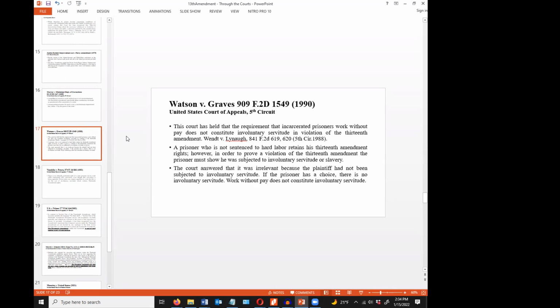And what they said within this case is basically, even if there are prison rules that establish certain penalties for not working, he's still making the choice whether or not to do those. They're not seeing it as a form of force that you can be put in solitary confinement, or you can lose certain privileges. They're still not considering that force.